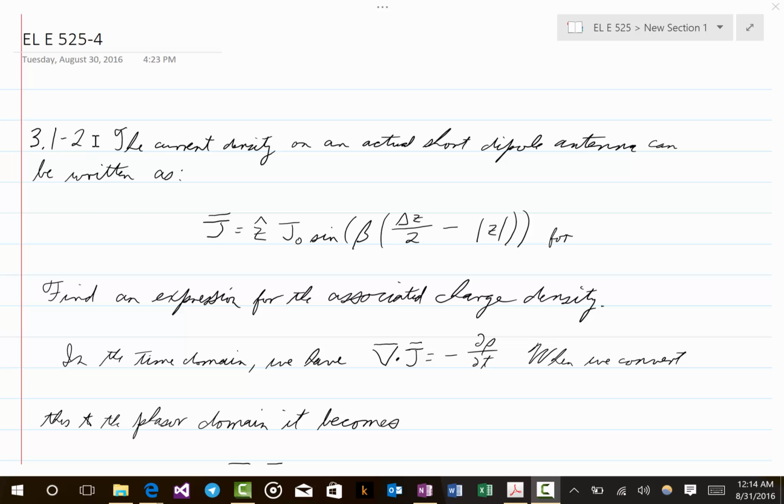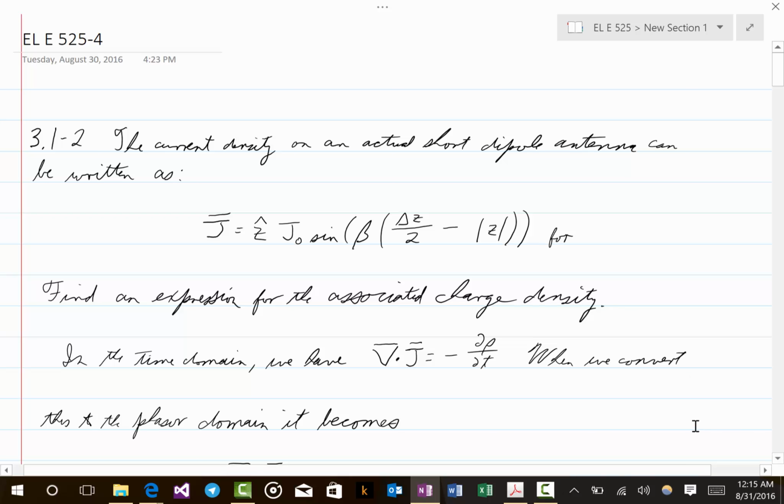It says that the current density on an actual short dipole antenna can be written in this form. Notice that that is a z-directed current, and it is a function of z. And what we're asked to do in this problem is to find an expression for the associated charge density.